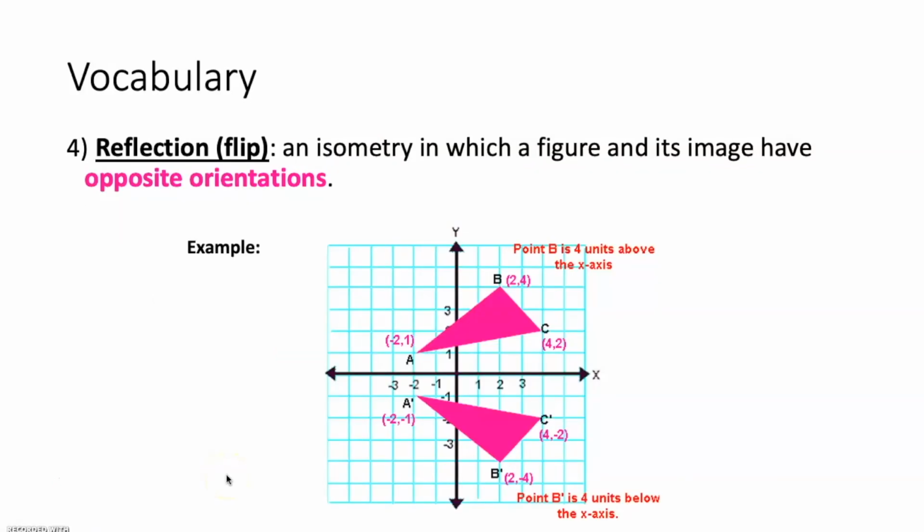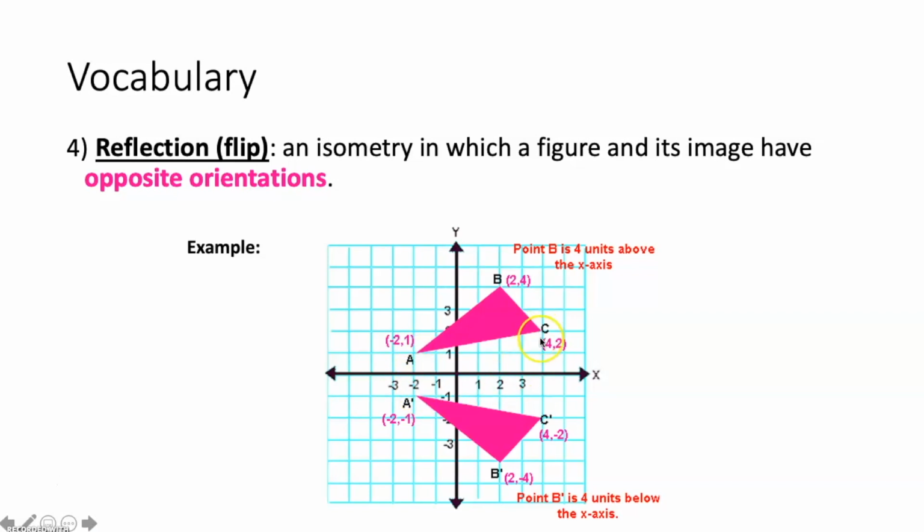Now, a reflection or a flip is an isometry in which a figure and its image have opposite orientations. So here you can see we have our original figure, our pre-image, triangle A, B, C, and then our image, triangle A prime, B prime, C prime, after our pre-image was reflected over the x-axis, or sometimes they say reflected in the x-axis. And that just means that each point is flipped over the x-axis, meaning that each point is the same distance from the x-axis that it is on the opposite side.